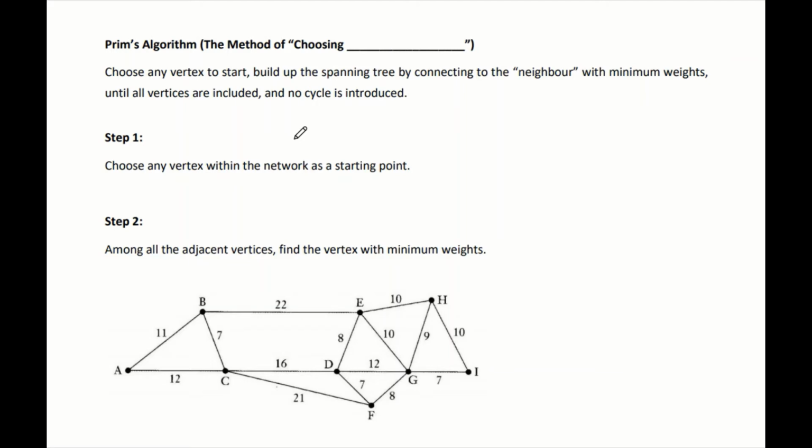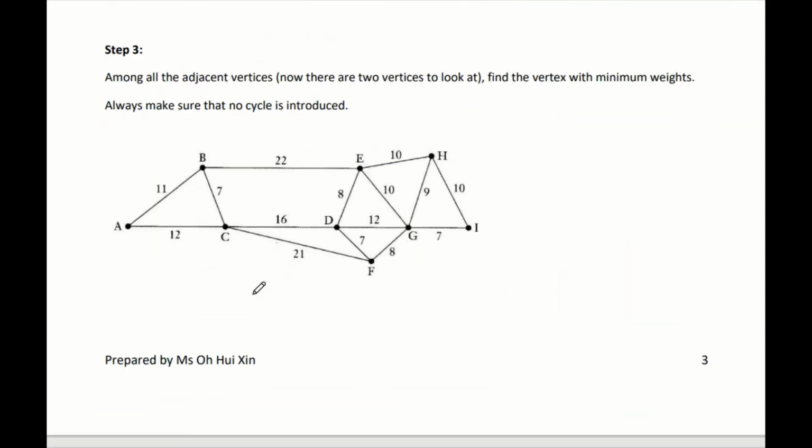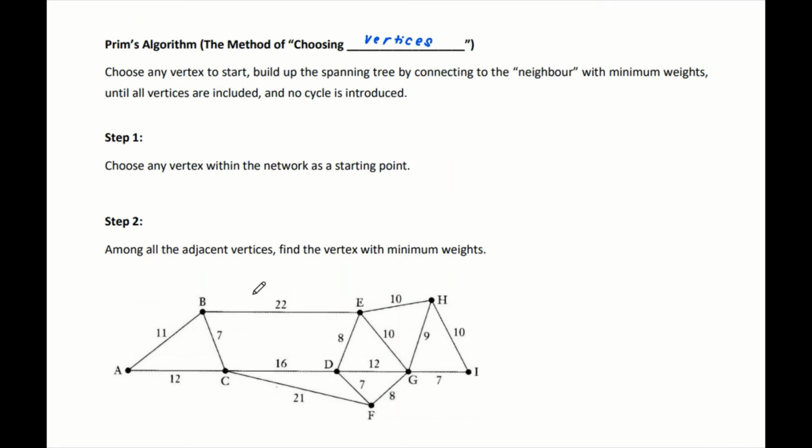You can remember this algorithm as the method of choosing vertices. So the algorithm looks like this. Choose any vertex to start, then slowly build up your spanning tree by connecting to the neighbor with the minimum weight until all the vertices are included, and make sure that no cycle is introduced. All right, so you can see that I put in different steps here so that it's easier for you when you do your revision in future. But everything that we are doing is just a repeating process. It's a very systematic procedure.